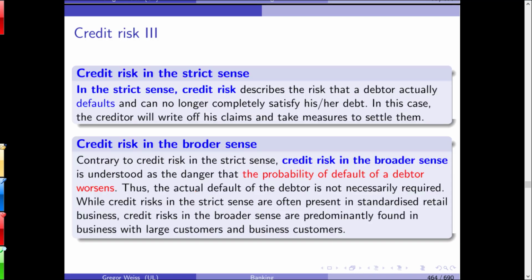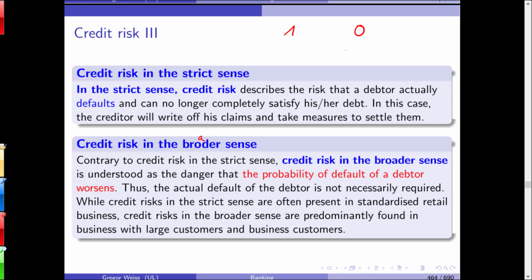Now there's a fine distinction we can make between credit risk in the strict sense and credit risk in the broader sense. There's a small typo here. Credit risk in the broader sense. In the strict sense, credit risk means the probability of you defaulting. This is a very simple 1-0 view, a dichotomous view.